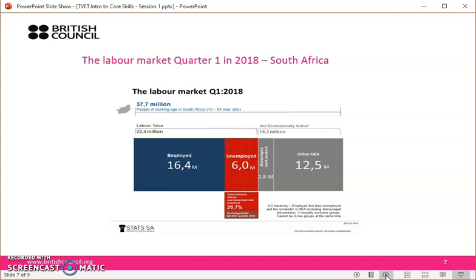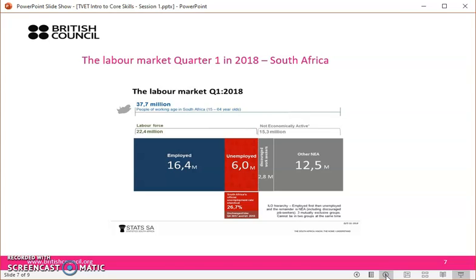As in 2018, 37.7 million people in South Africa were people of working age. In other words, they were in the 15 to 64 year old age group. And we find that we had unemployment of 26.7%. In other words, 6 million of those people of working age group were unemployed. And then 2.8 million were discouraged job seekers, had actually given up on ever securing employment. So these numbers should worry us, particularly if the trend is getting worse.